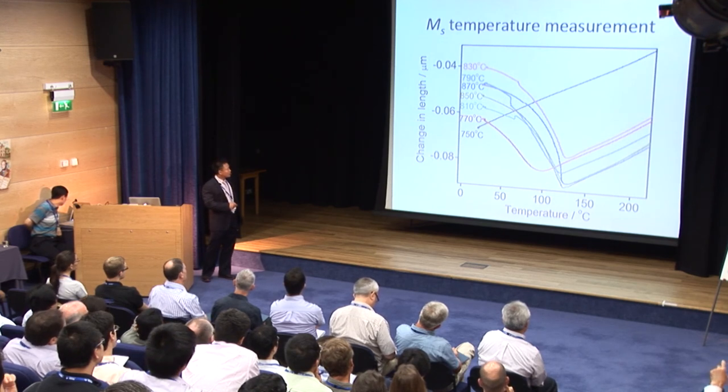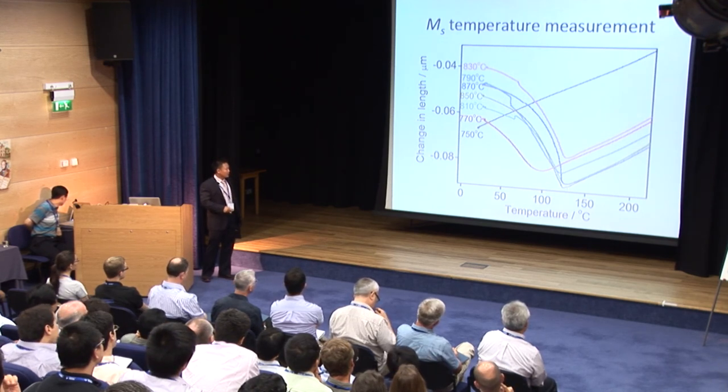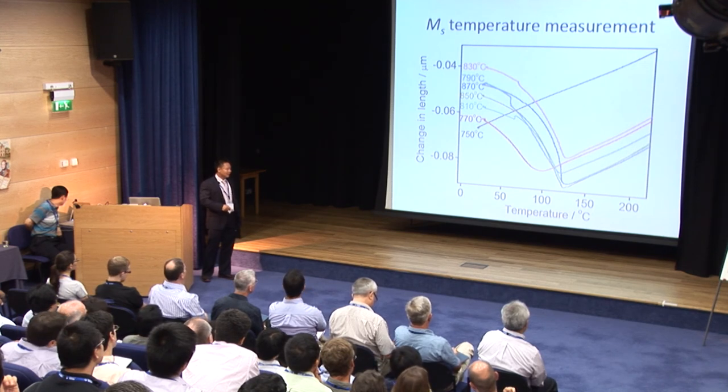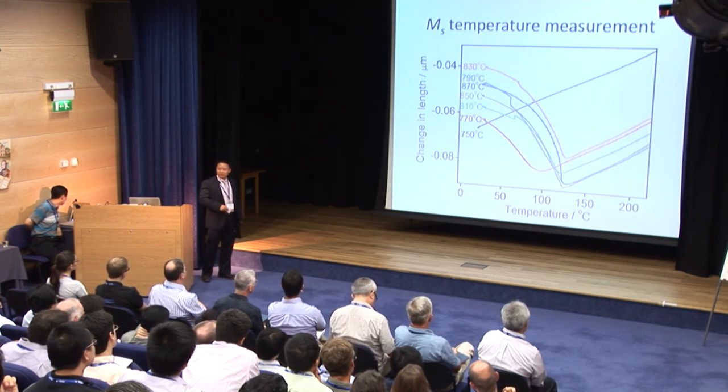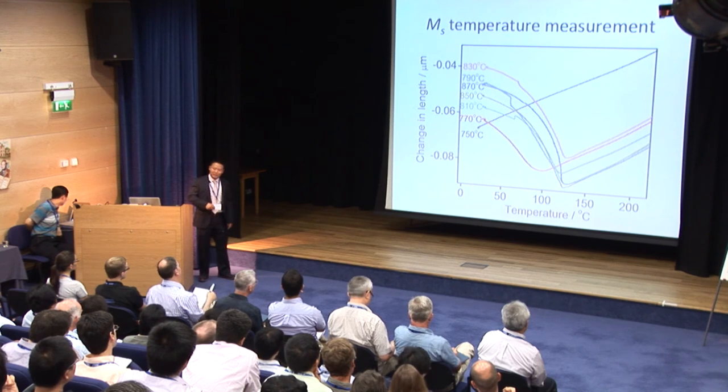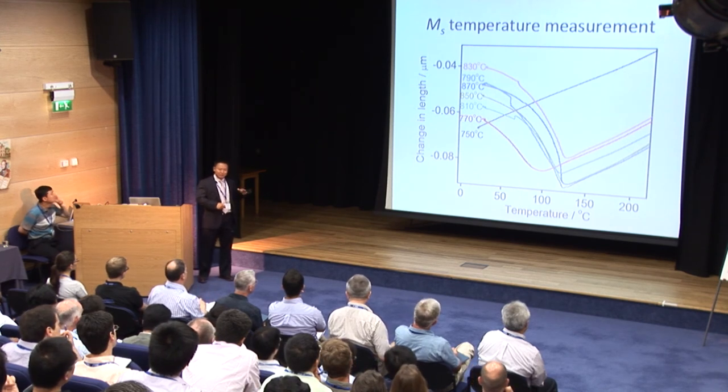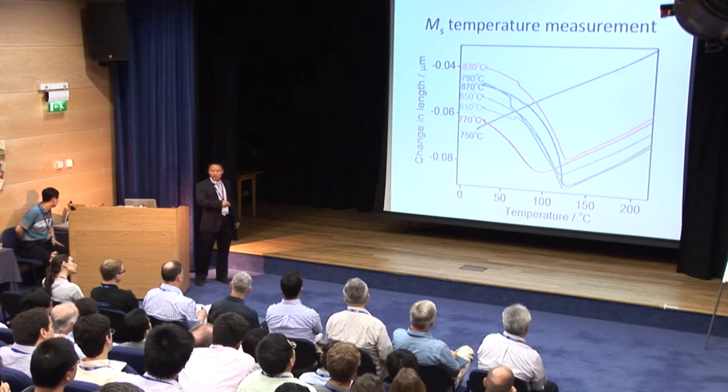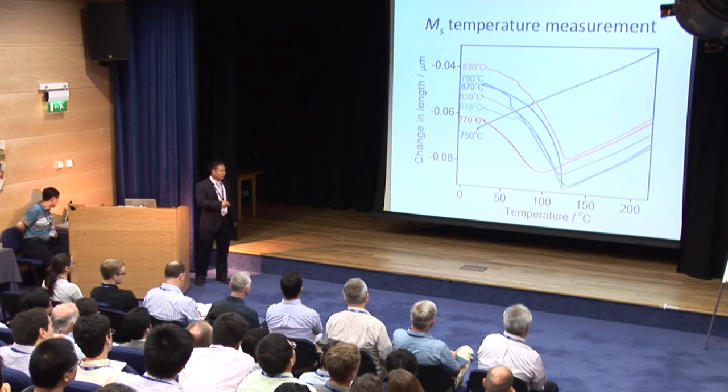But after we increase, we get higher MS temperature. But anyway, it's less than 150. So actually, this is not what we desire. We desire to get a much larger fraction of martensite at this moment to increase the hardness. I hope to move the MS temperature to around this range, that means nearby 200 centigrade or something.